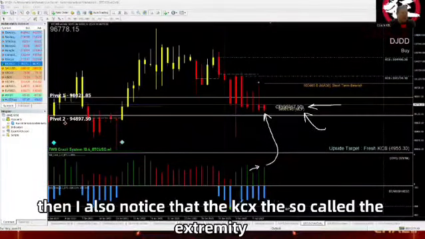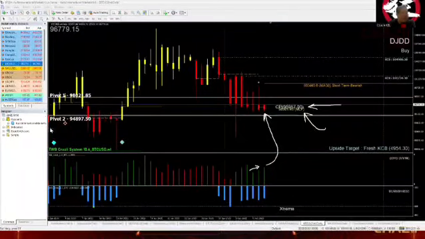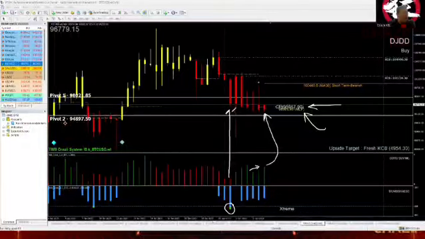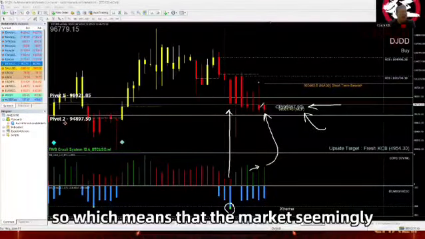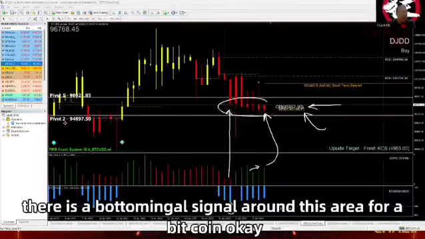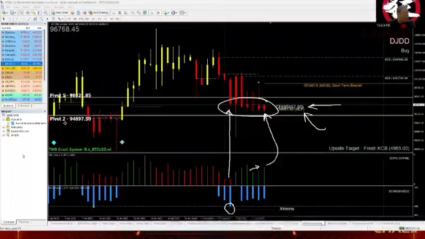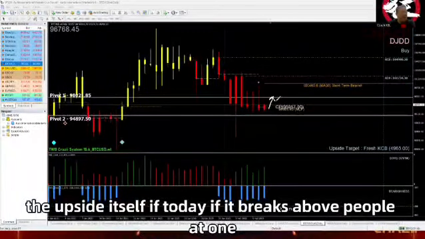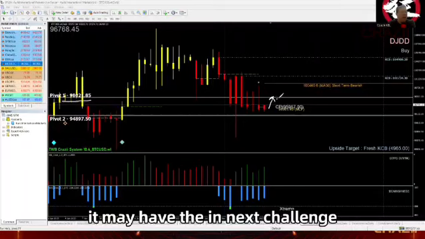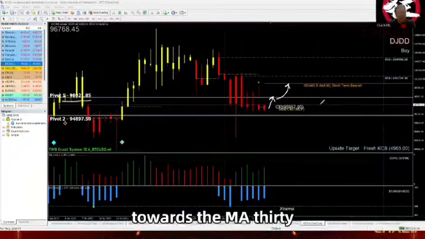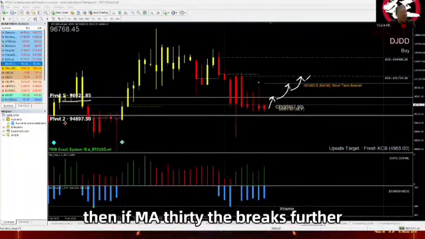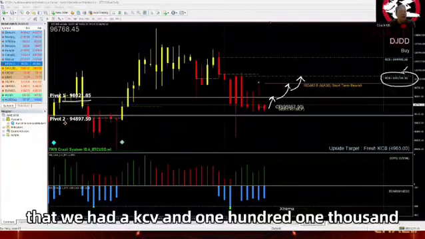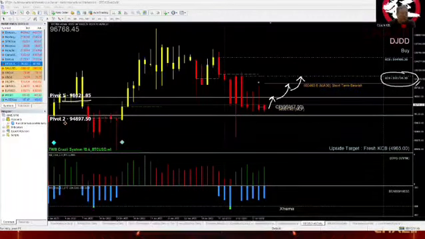Then I also noticed that the KCX, the so-called extremity, is actually here, coming from this guy here. Which means the market seemingly has a bottoming out signal around this area for Bitcoin. With that understanding, on the upside, if today it breaks above pivot one, it may have the next challenge towards the MA30. Then if MA30 breaks further, we have the KCB at 101,734. Okay, so that's how it works.